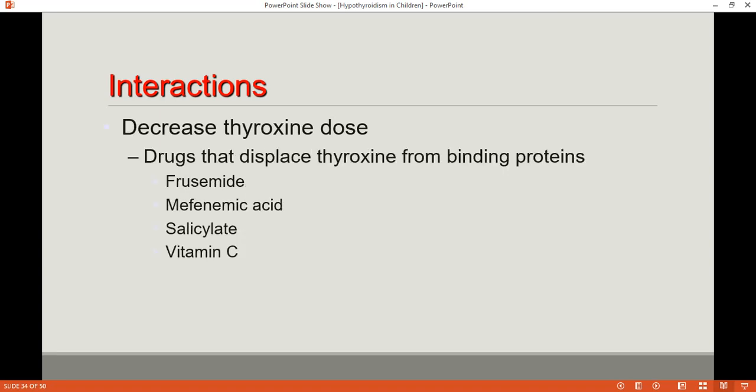Now decrease the thyroxine dose with the following drugs: furosemide (Lasix), mefenamic acid (Ponstan), salicylate (disprin, aspirin), and vitamin C. If the patient is taking these drugs, the dose should be decreased.